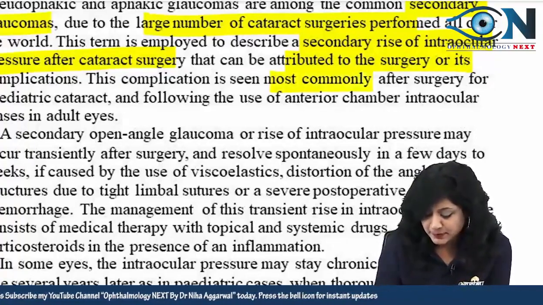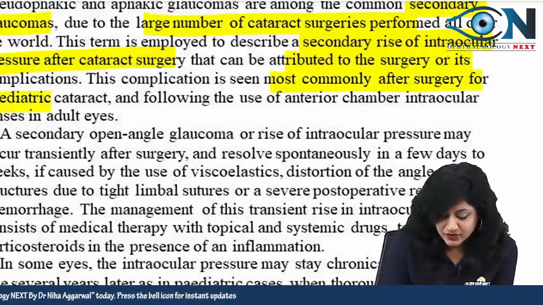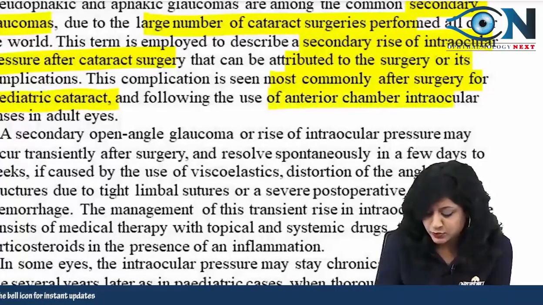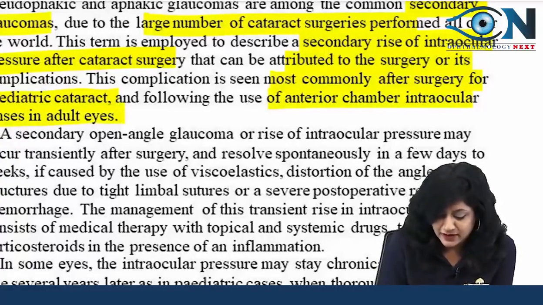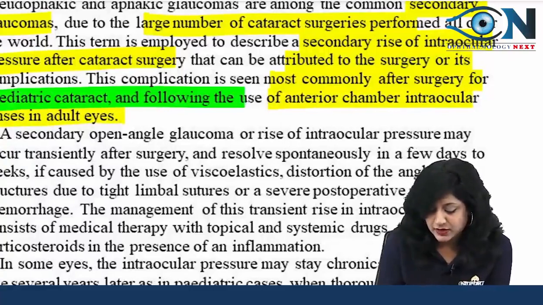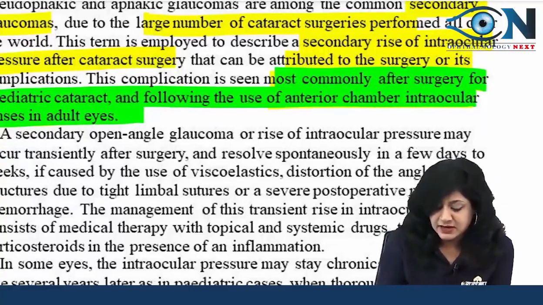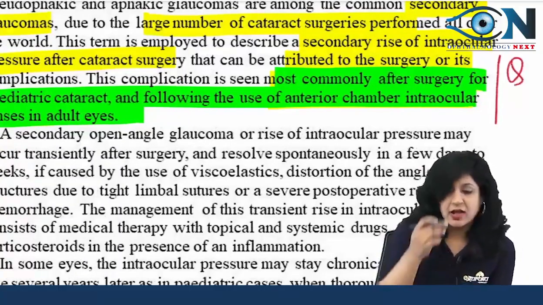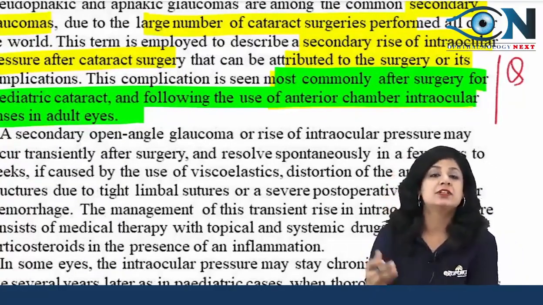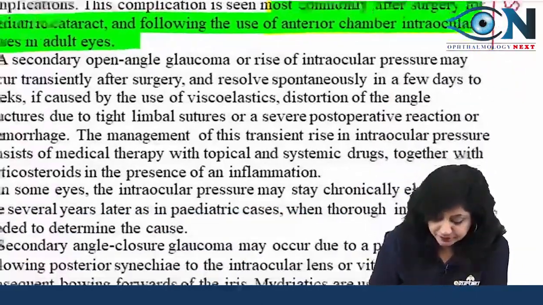This is seen most commonly after surgery for pediatric cataract and following the use of ACIOLs. Again, a very important question. The pseudophakic glaucoma or the aphakic glaucoma is very common after cataract surgery in children as well as in adults after you are doing the ACIOL.